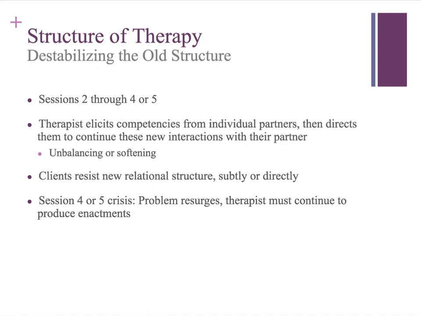Then you want to work on destabilizing the structure that they come in with. So you're going to elicit competencies from them. We assume competence in our clients. So you're looking for unused skills or behaviors within each partner. And we assume uniqueness, which means these are going to be trial and error enactments.